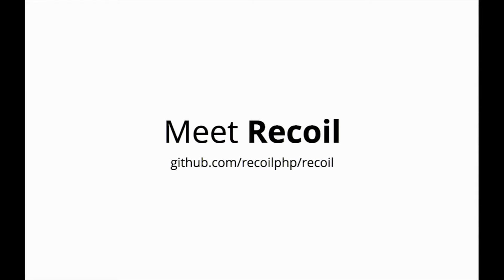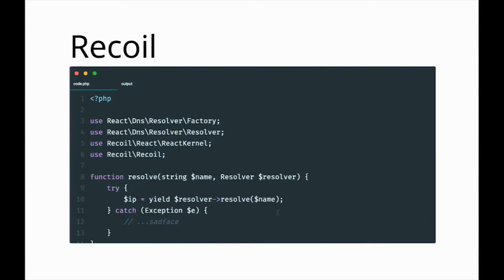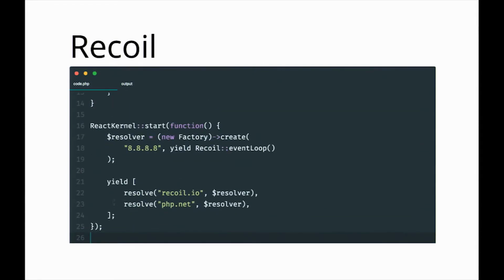If you like kicking it old school and using React PHP, but you also want to be able to use coroutines, there's this project called Recoil. It is an abstraction built on top of the abstraction that is React PHP. And in this example, what we're going to do is resolve domain names asynchronously.